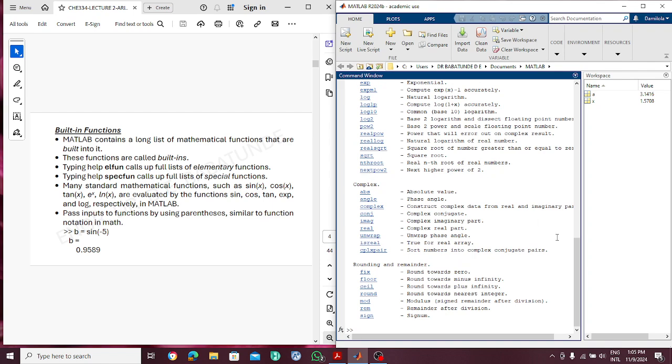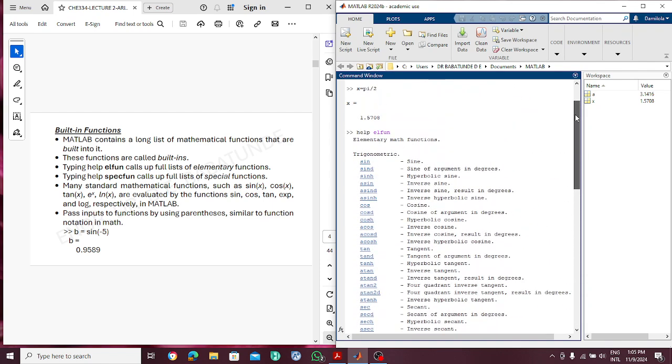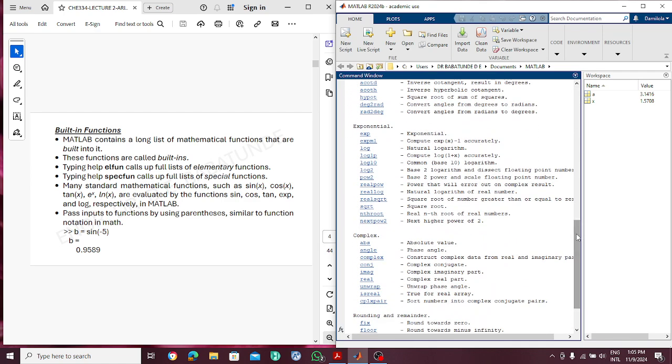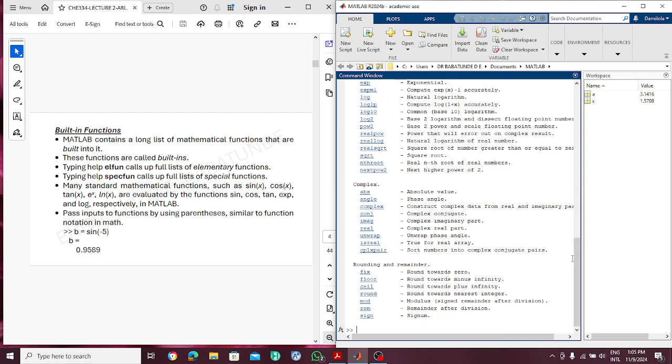Okay, here is the list of the elementary functions. It has been sectionalized. We have the trigonometric section, the exponential section, the complex functions, and the rounding and remainder section. To get a deeper understanding of each of these functions, we could type doc followed by the name of the function that we are looking at, and that will give us a comprehensive explanation about how that function works, what it does, the input it takes, and all of that.